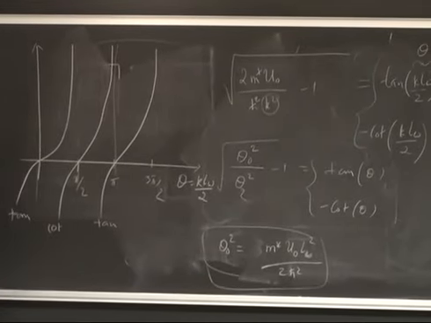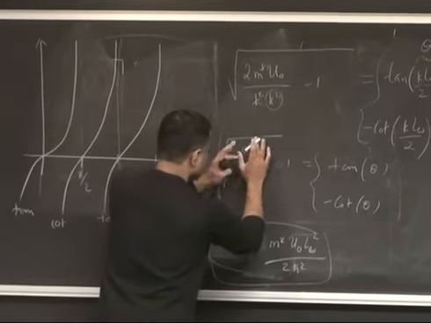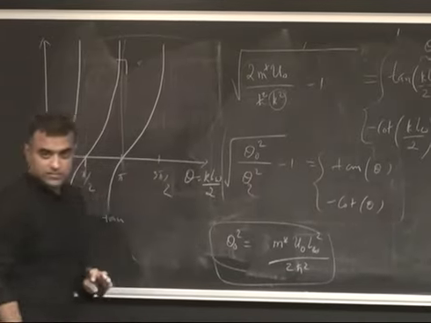Okay. Left-hand side, look at this function. This is basically some constant divided by theta squared minus 1. Right?